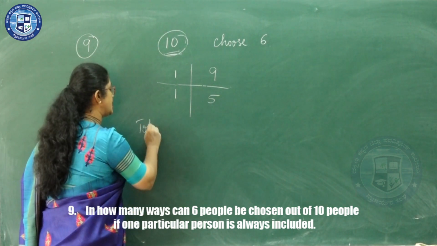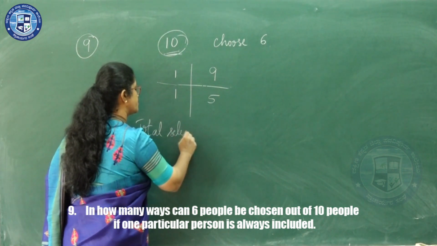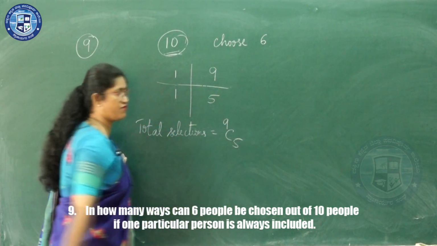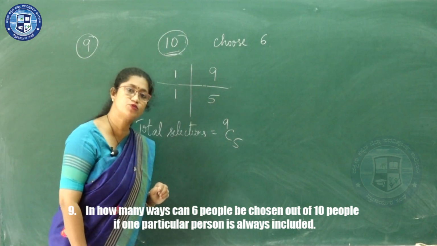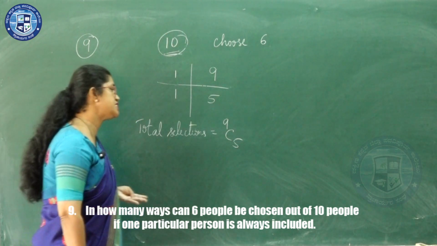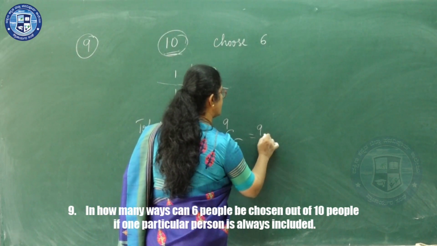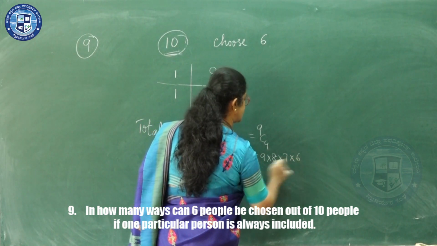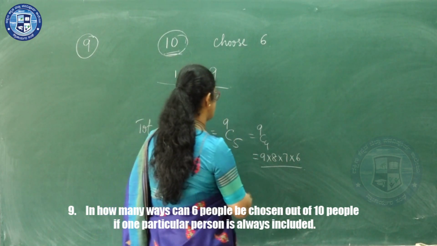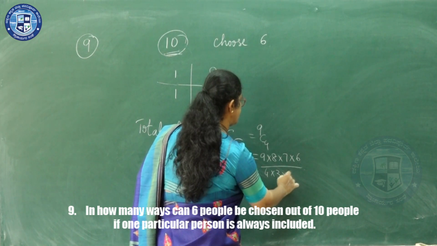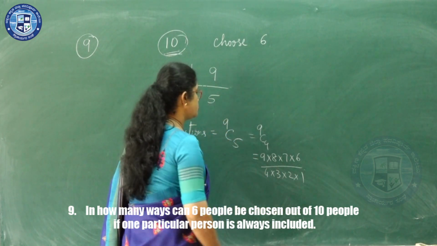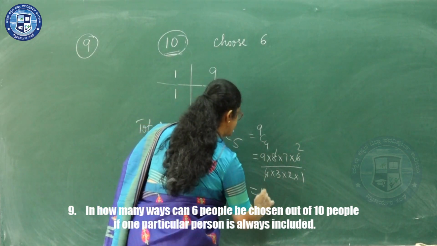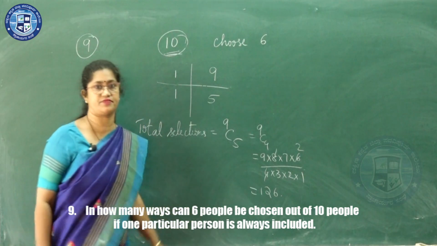So the total selections is 9C5. 9 minus 5 is 4. So you can calculate 9C4 instead of 9C5. And 9C4 is 9 into 8 into 7 into 6 divided by 4 factorial, 4, 3, 2 and 1. So this 8 gets cancelled. So that is 14 into 9 and that is 126.